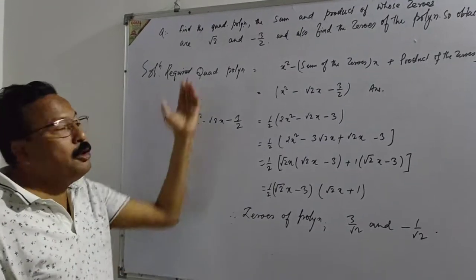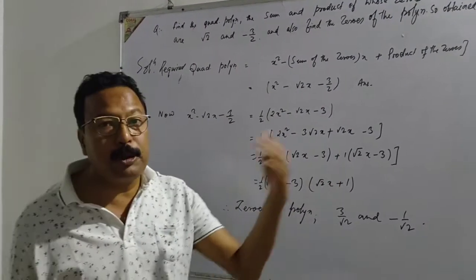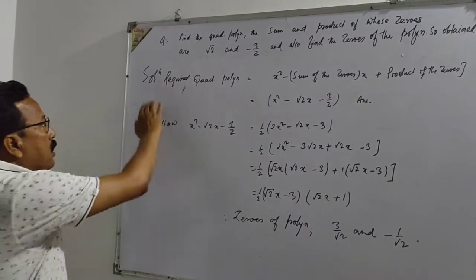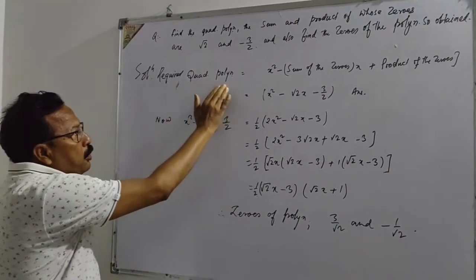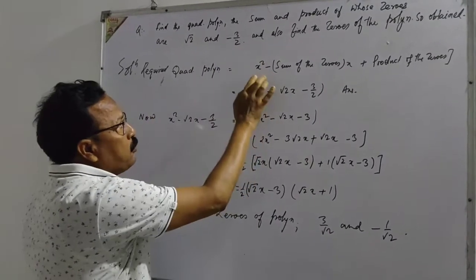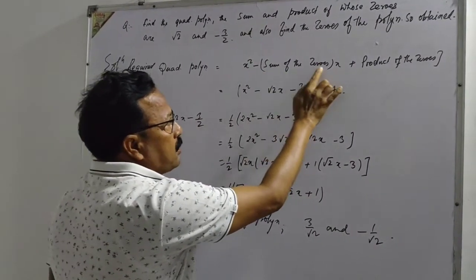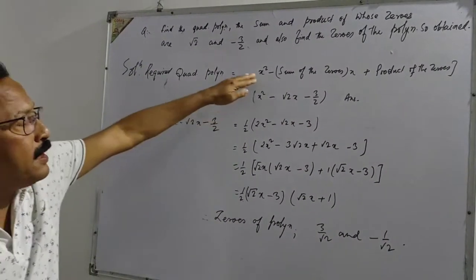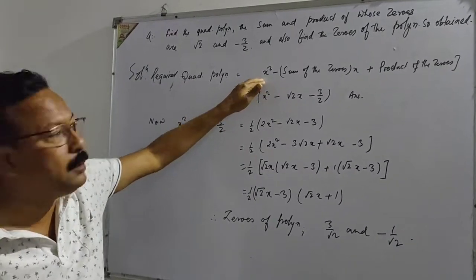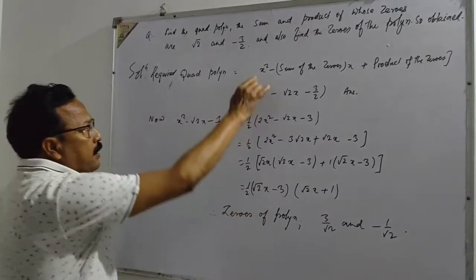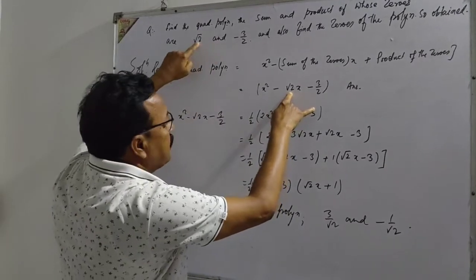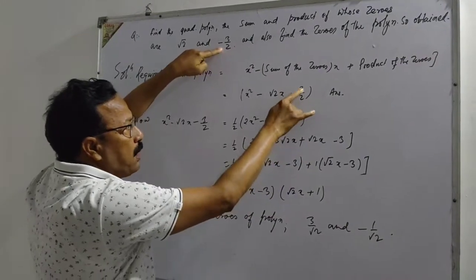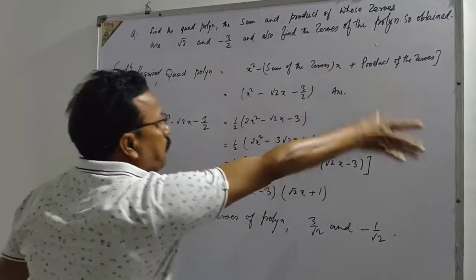When we find out the polynomial, then we also have to find out the zeros of that polynomial. Now consider the required quadratic polynomial whose zeros are given to us is x square minus sum of the zeros into coefficient of x plus product of the zeros. One thing is that you can take here y square also. You can take any variable of your choice. It is x square minus sum of the zeros, that is √2 x, plus product of the zeros, and product of the zeros is -3 upon 2. This is the required polynomial.